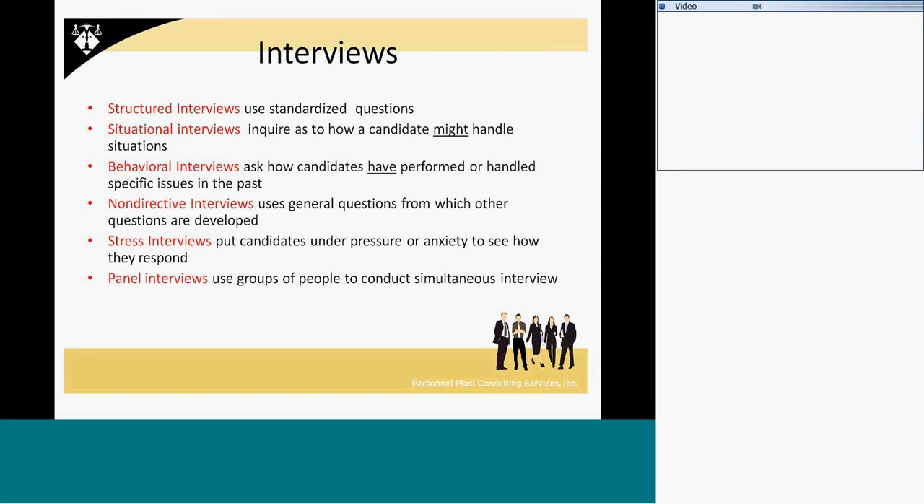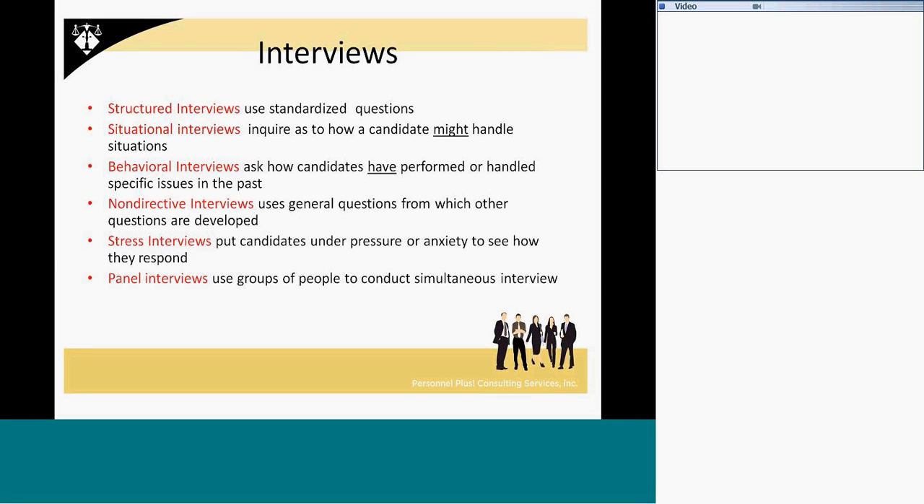Directive interviews use questions from which you develop other questions. So depending on how persons respond to the first question, you then ask follow-up questions that might be different from person to person.